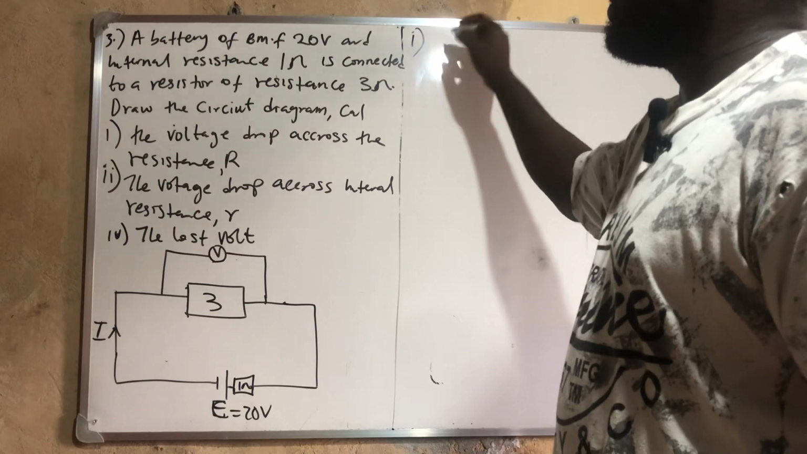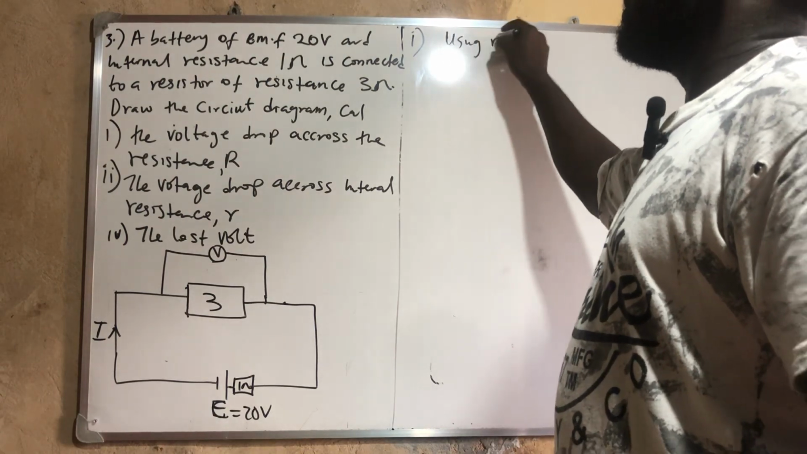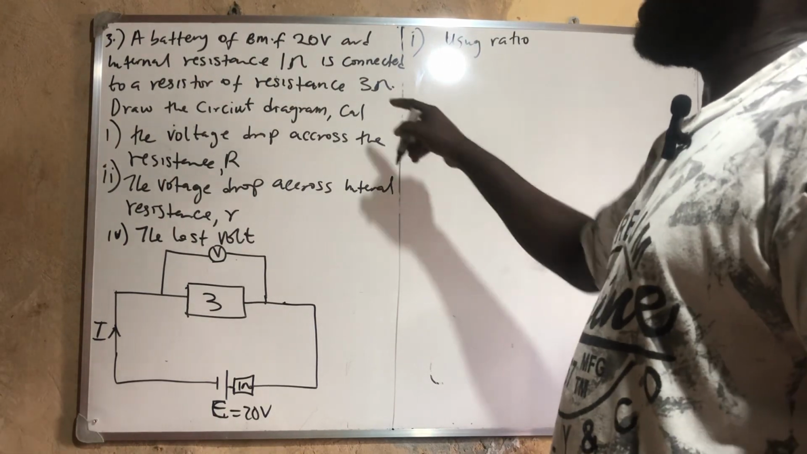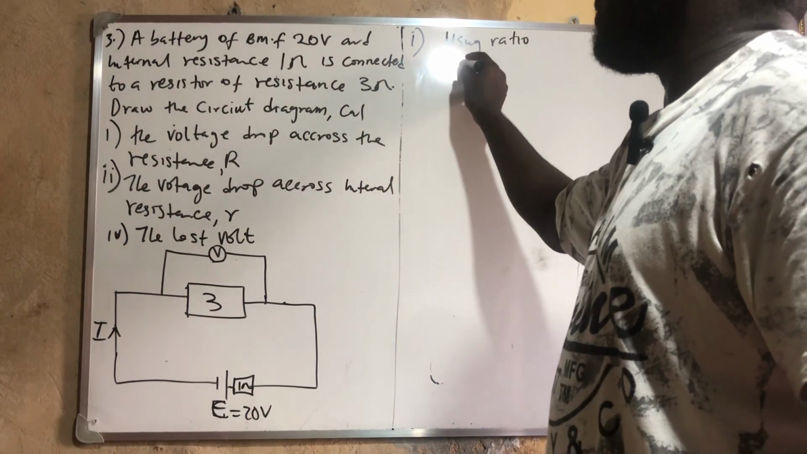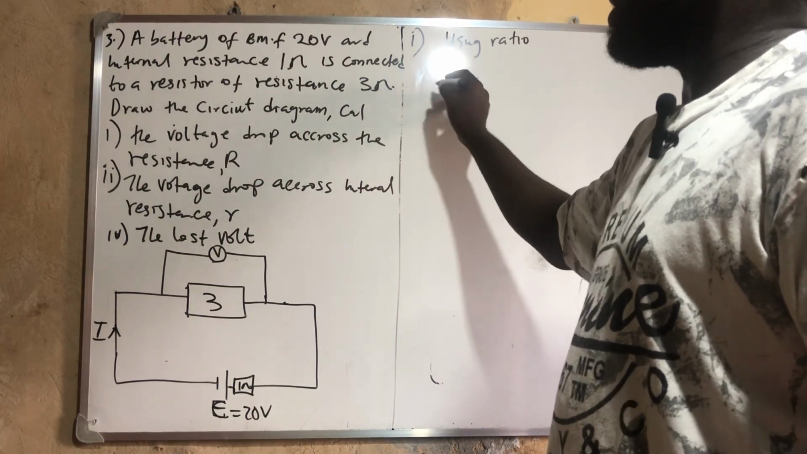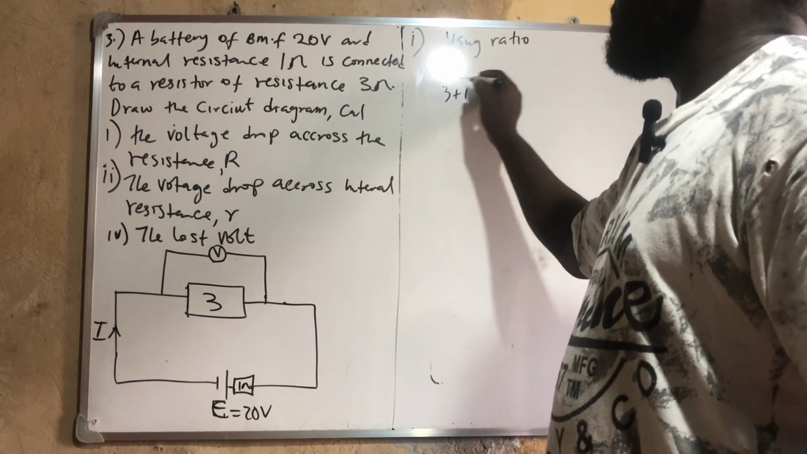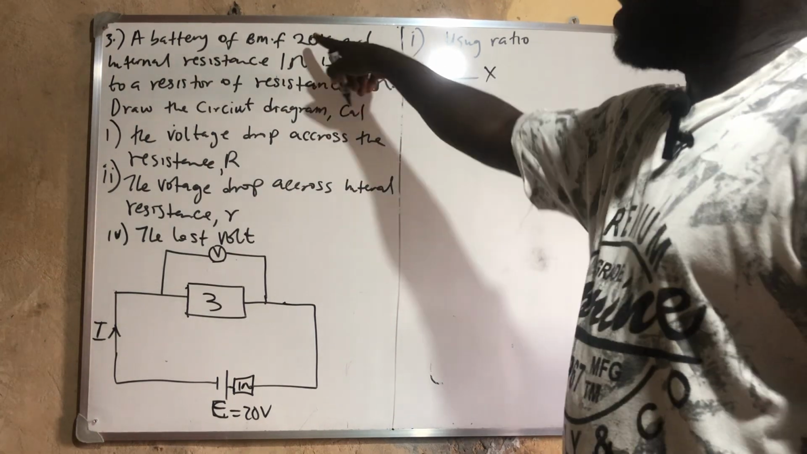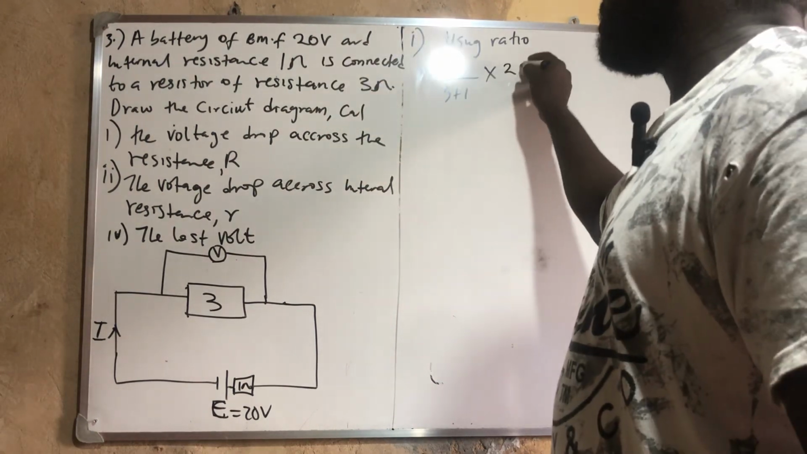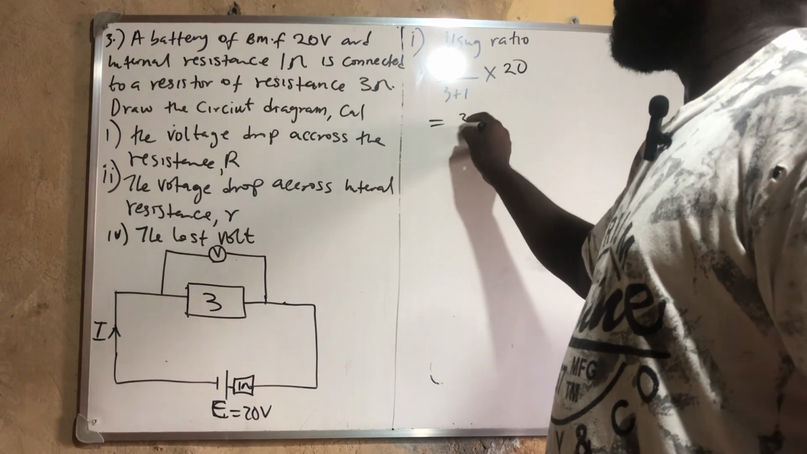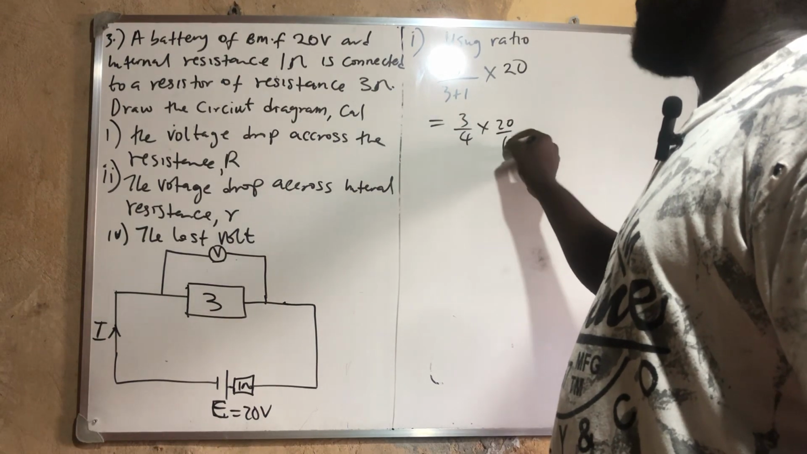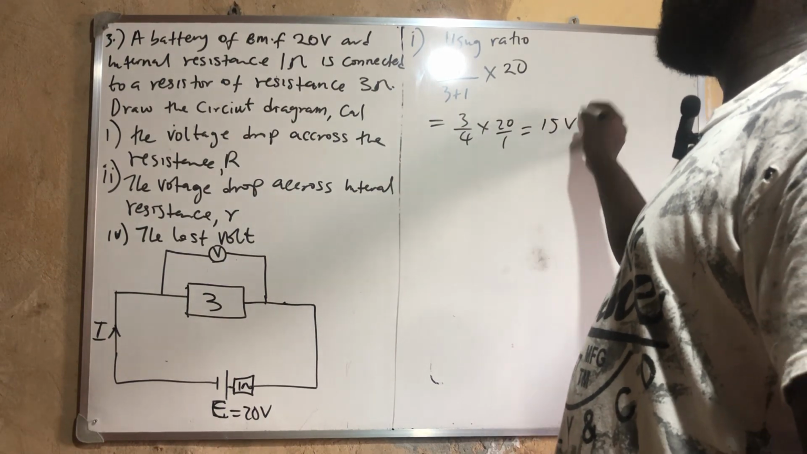Using ratio, for the voltage across the tray, you have what? 3 over the total. And what's the total? 3 plus 1, then times what? The total voltage they are sharing, which is what? 20. So this is 3 over 4 times 20 over 1, which is 15 volts.